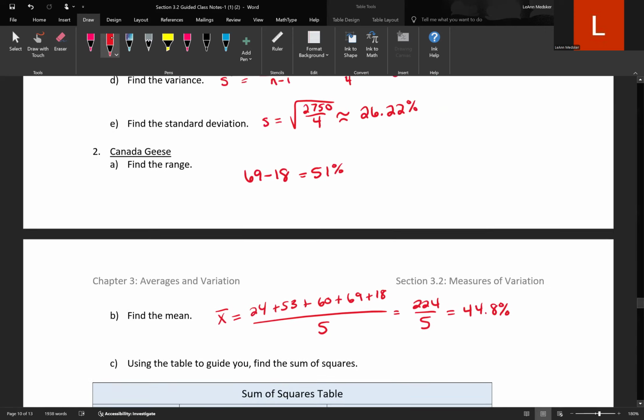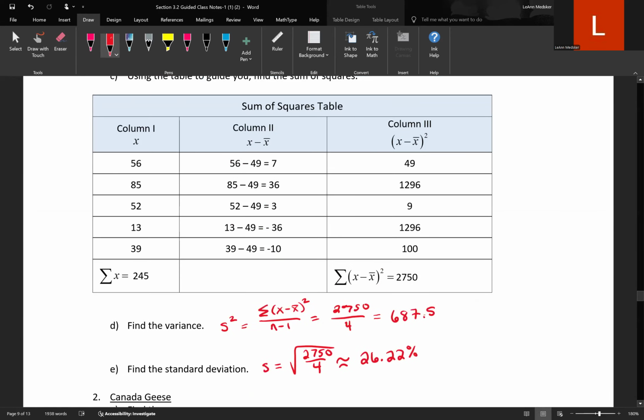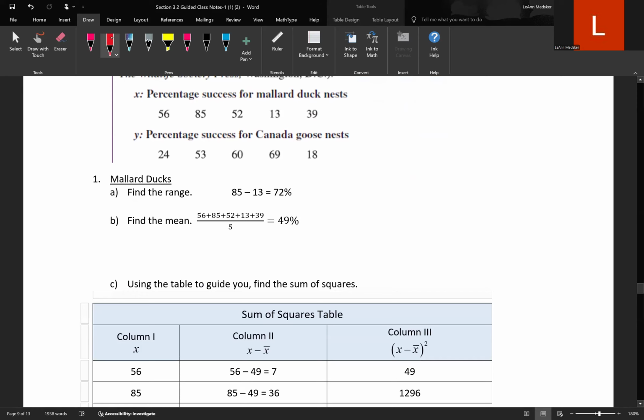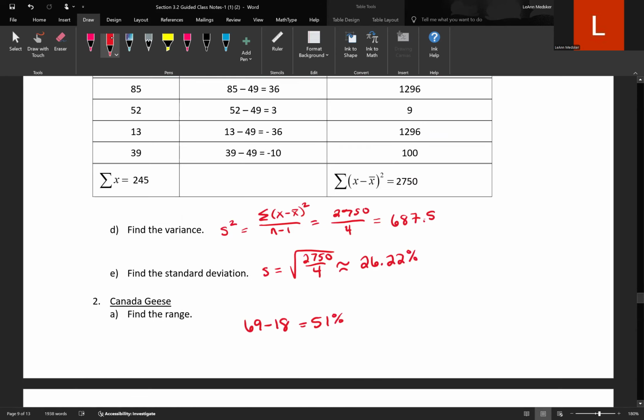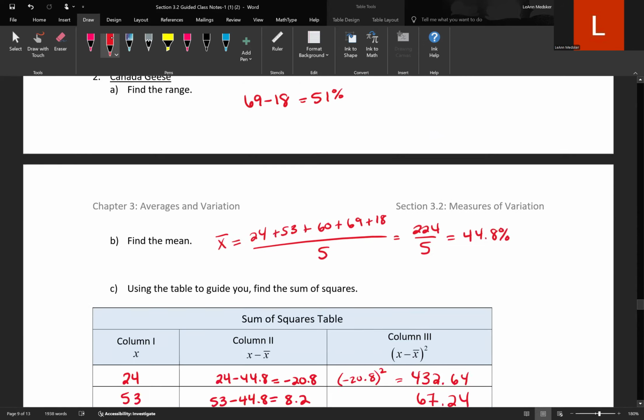Now, let's talk about the difference. So we had the standard deviation being 26.22, so a little bit more spread out for the ducks. The ducks also had a mean of 49% success rate. So yes, there was more successful nest on average with the ducks, but with more variation. So it actually was a little more spread out. So most of the data is somewhere between, remember we said kind of 49 minus 26.22 to 49 plus 26.22. So we can kind of subtract and add and get those values, but you would see that's a little bit more spread out from its mean than this situation.